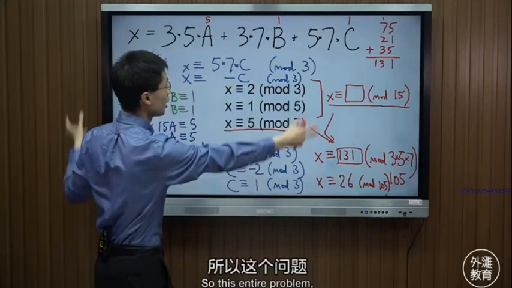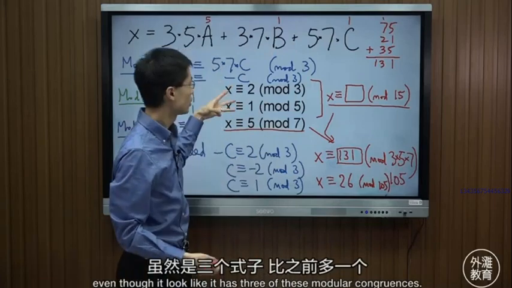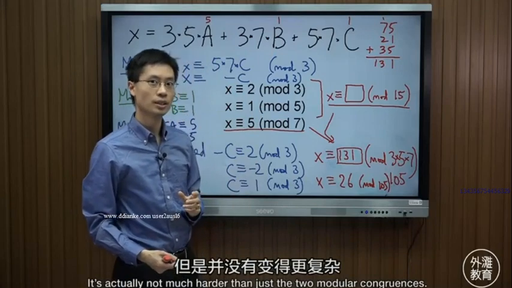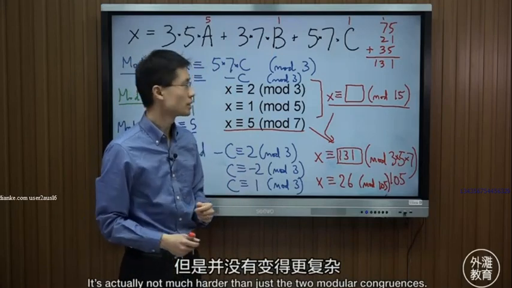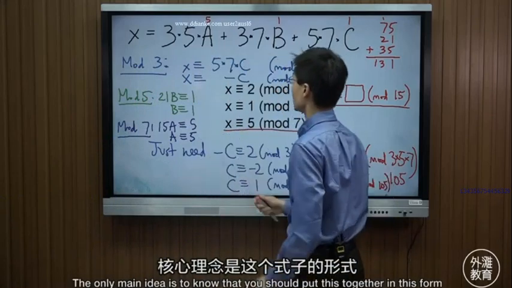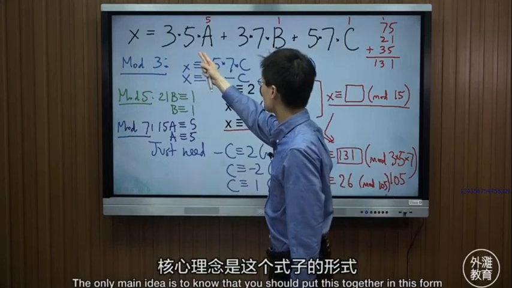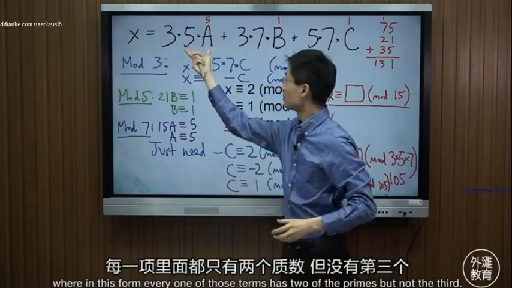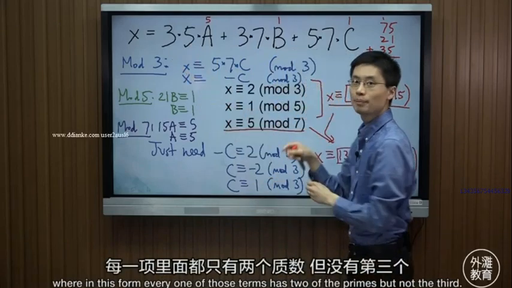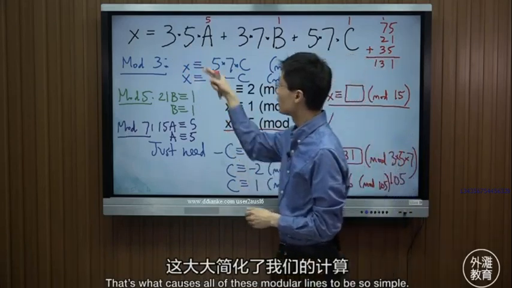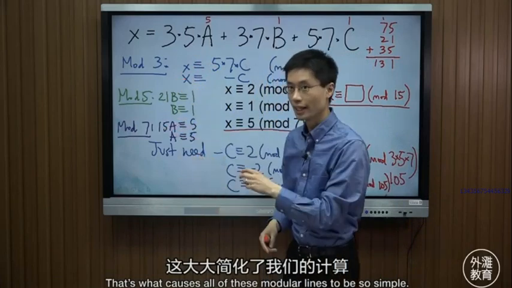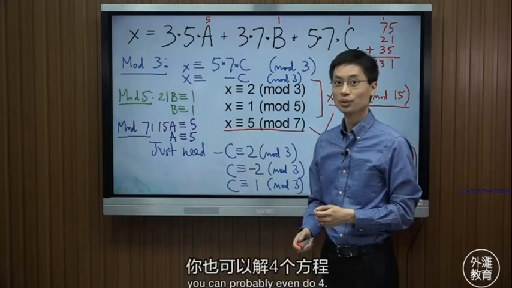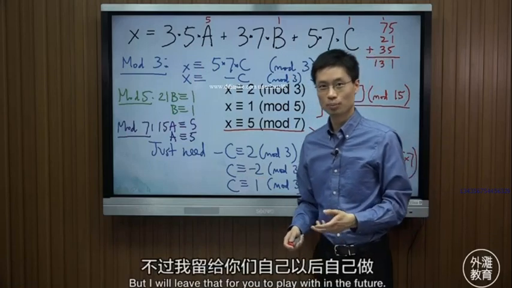So this entire problem, even though it looks like it has 3 of these modular congruences, it's actually not much harder than just the 2 modular congruences. The only main idea is to know that you should put this together in this form, where in this form, every one of those terms has 2 of the primes but not the third. That's what causes all of these modular lines to be so simple. And if you think about it, you can probably even do 4. But I'll leave that to you to play with in the future.